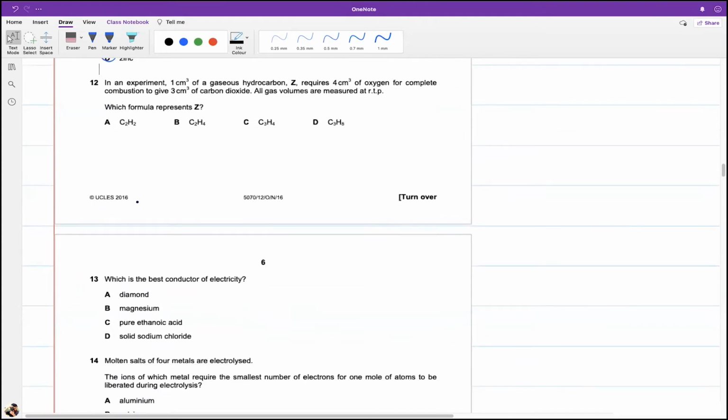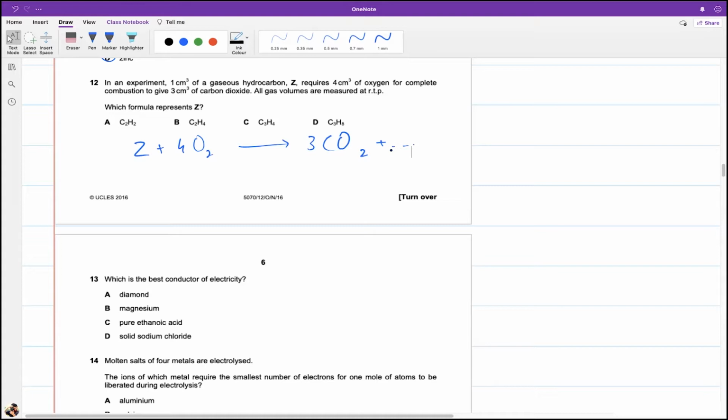In an experiment, 1 centimeter cube of gaseous hydrocarbon. Okay, so 1 of Z requires 4 of oxygen to completely give 3 of carbon dioxide and obviously something else. अब इसमें हमें basically क्या देखना है? हमें ये देखना है कि mole ratio is the same as volume ratio. That's one of the Avogadro's laws. So उस वजह से हमें पता है कि जितने अगर Z1 है तो उसमें 3 कार्बन होंगे तो 3 कार्बन डाइऑक्साइड देगा ना. So that means C और D में से कोई आंसर है, A और B नहीं हो सकता, because A can only give 2 carbon dioxide.